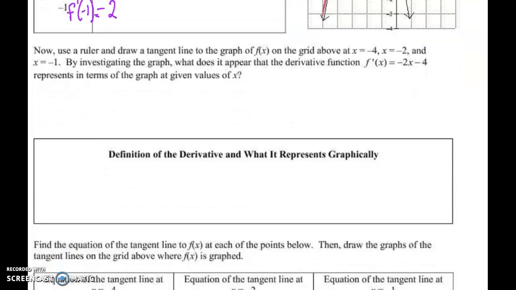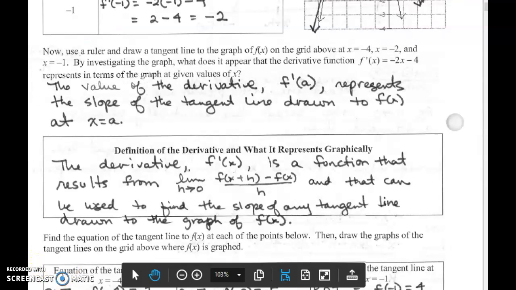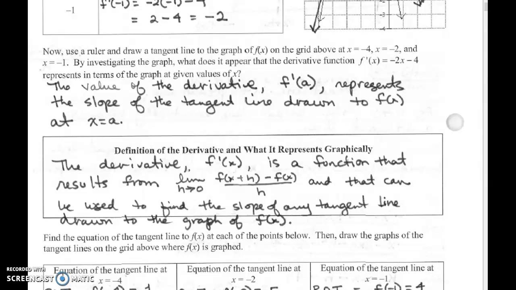So I'm going to get the definition up here, and I'm going to hit pause. And I know I kind of wrote this down, but it never hurts to hear it and write it twice. So here's the answer key sharing with you the definition of the derivative and what it represents graphically. And again, feel free to hit pause at any point and write this down. This is all good, important stuff.